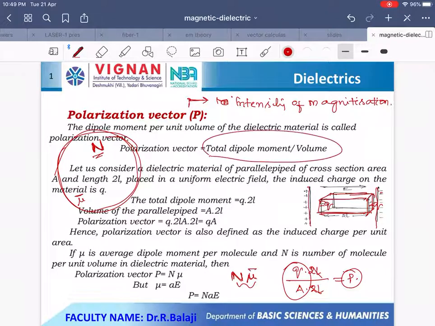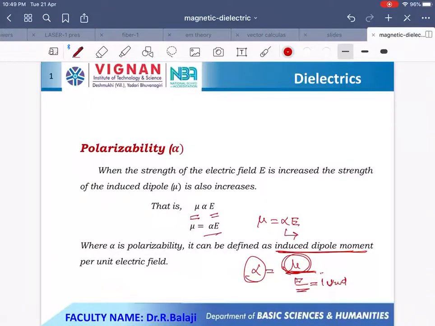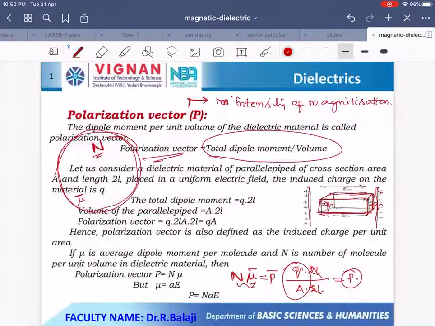But the total dipole moment per unit volume is called the polarization vector. So N mu bar is equal to P bar. But what is the value of mu bar? According to our previous slide, mu can be written as alpha into E. So P is equal to N alpha E. This is a very important formula. To solve the examination problems, this formula is very important.